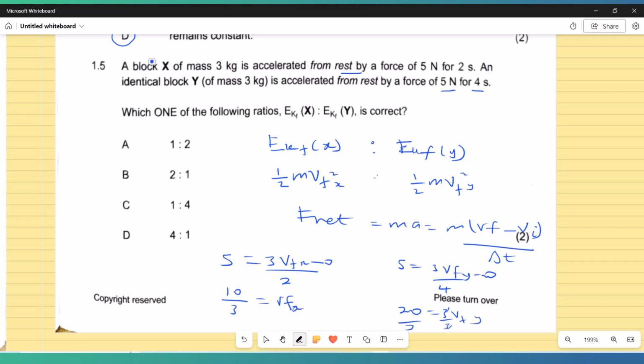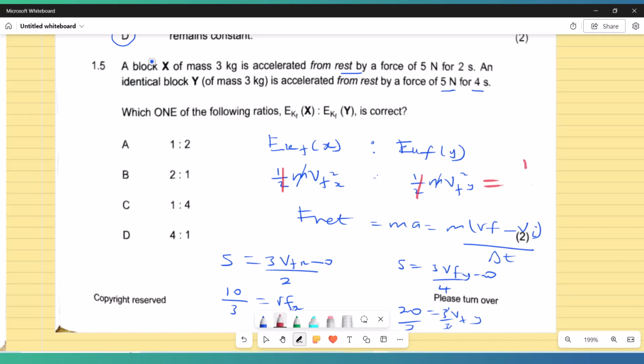This is for Y. So when I come here, because the mass is the same, I can cancel this mass, and I can cancel the halves as well. So my challenge is in the V final squared and the V final squared. To get my ratio, I'm going to say for X it is 10 over 3.